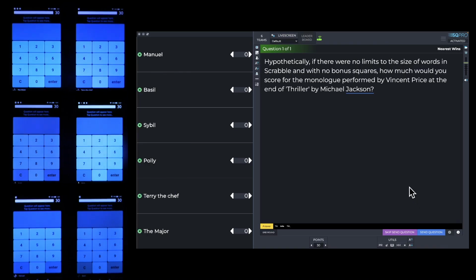So that's a good nearest wins question, because it would be very difficult to Google it. You've got to be careful with nearest wins questions, because it's for a big amount of points and only one team gets it. If anyone is going to try and Google the answers successfully or otherwise, it's going to be on a nearest wins question. So something like that, where it would be difficult to use technology to get the answer, is a good question.